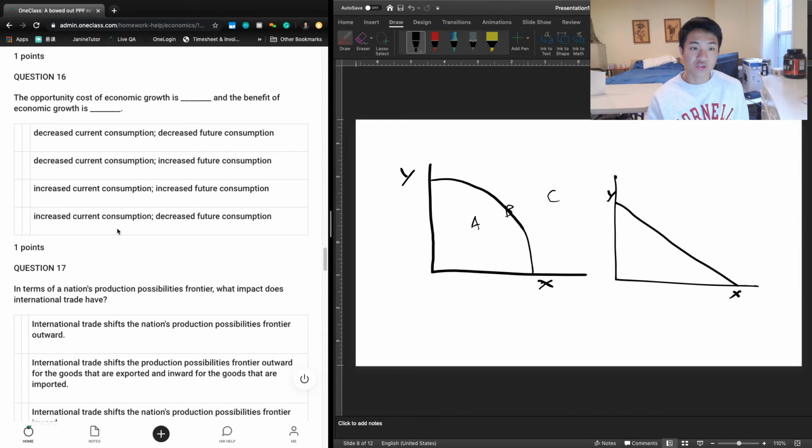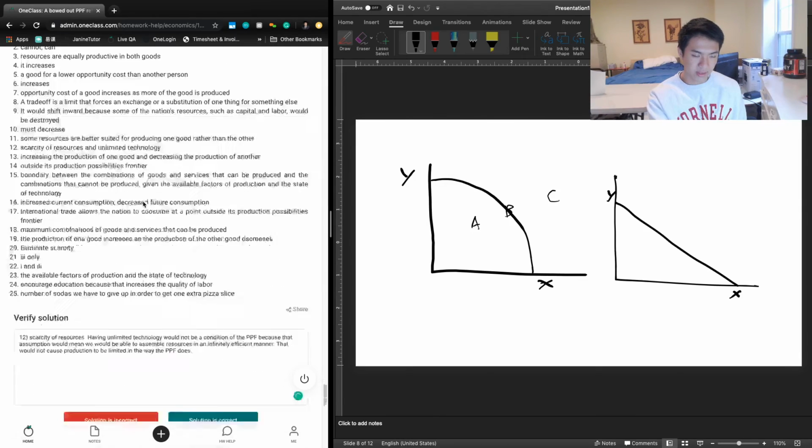And you cannot consume in the current period, and you will reap greater consumption in a later period, but not right now. And so you have to invest in the current period, invest in capital, invest in education, invest in labor and stuff. And so that's going to be a decrease in current consumption. But the benefit is that if you experience economic growth, later on in the future, after growth, you would find an increased ability to consume because there's more resources available. So we're going to see an answer choice that says the opportunity cost of economic growth is decreased current consumption and the benefit is increased future consumption. So that's going to be this choice right here. Decreased current consumption, increased future consumption.